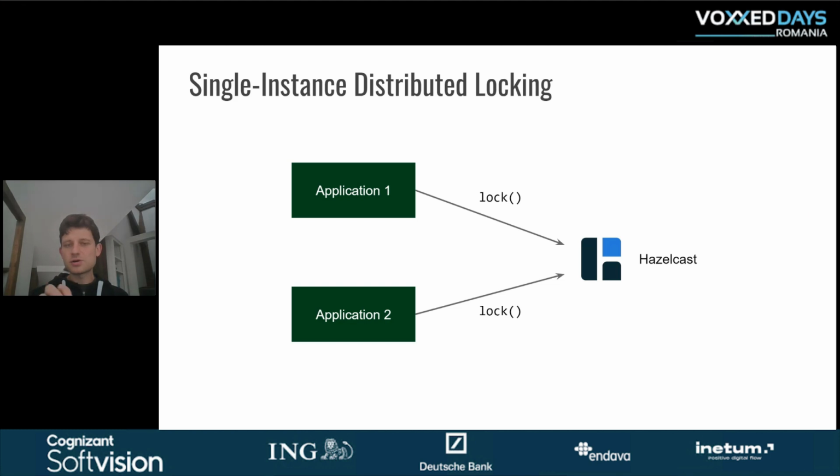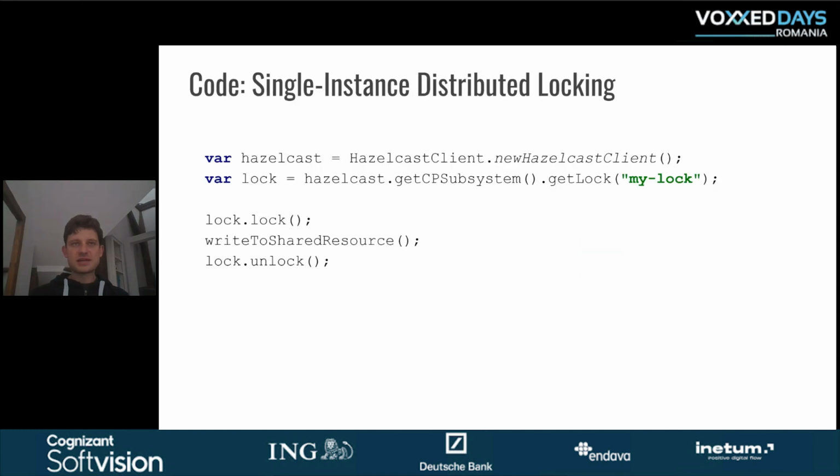So we acquire a lock by addressing a single instance lock manager, and in the code it looks something like that. We connect with the Hazelcast client to the Hazelcast server. We get a lock, then we execute lock, do some exclusive operation, then unlock. That's it.